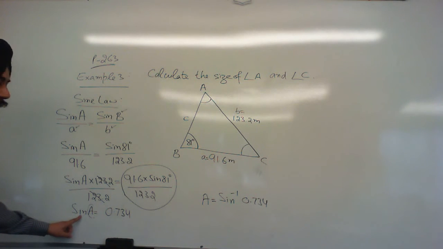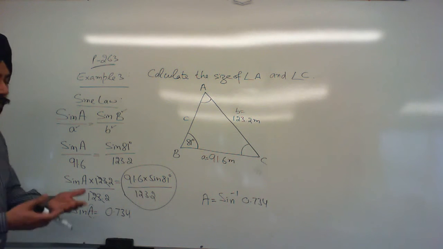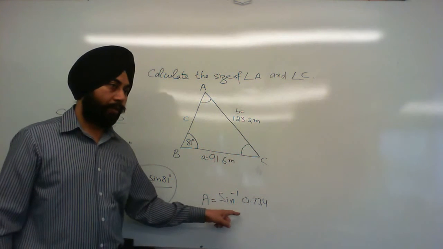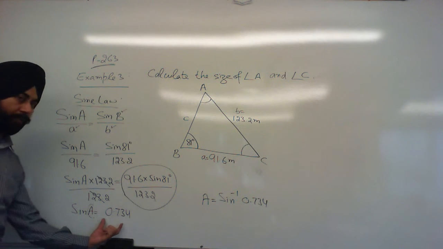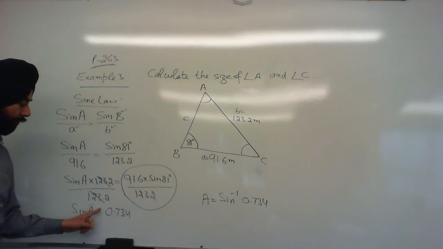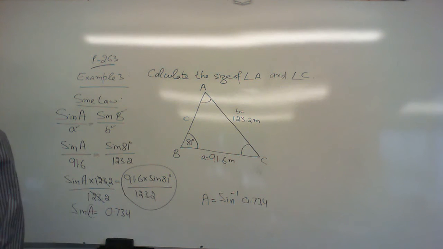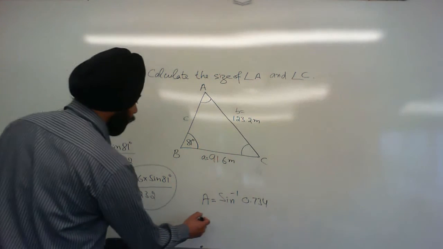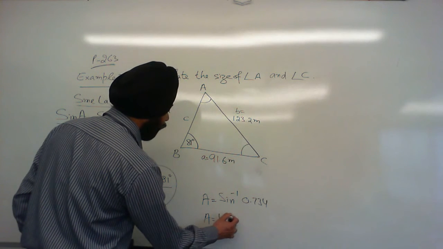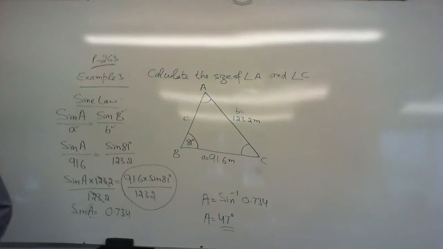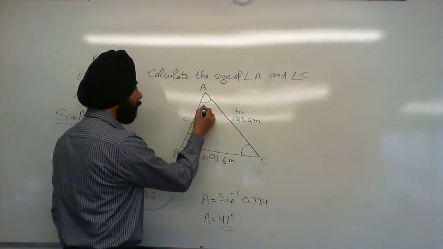When you change the position of sine, when you send it over to the other side, it becomes sine inverse. You have to remember, if sine A is given, to find A, you will have to find sine inverse of the other side. And there is a second function button on your calculator to do this. What is sine inverse of 0.734? 47. Yeah, so this is your answer. Angle A came out to be 47 degrees.